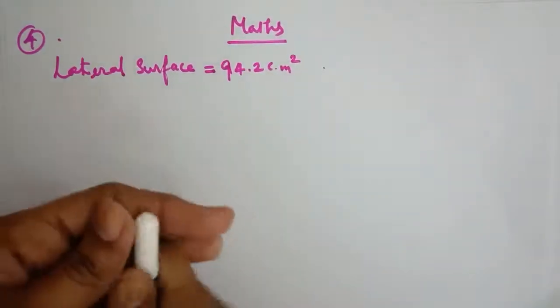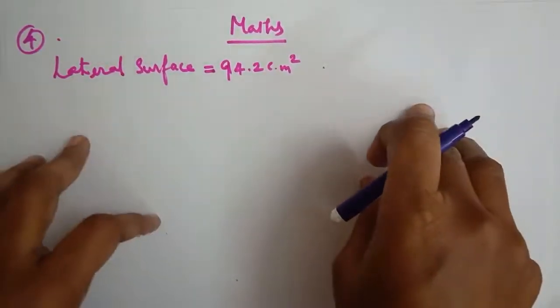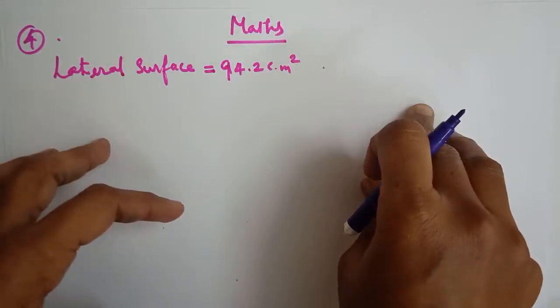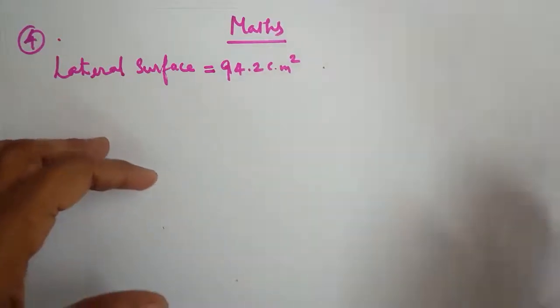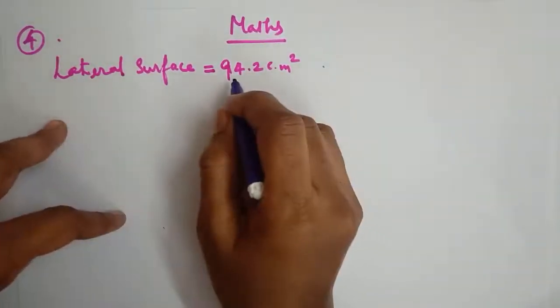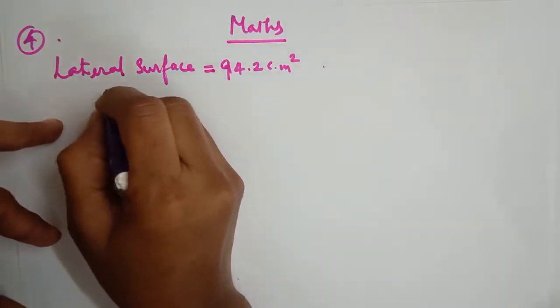Hi students, listen. Fourth question. If the lateral surface of a cylinder is 94.2 centimeter squared and its height is 5 centimeter, then find the radius of its base and its volume. Okay, students, listen. Lateral surface is equal to 94.2 centimeter squared. What is the formula of the lateral surface of a cylinder?